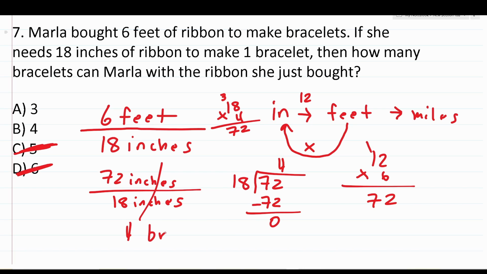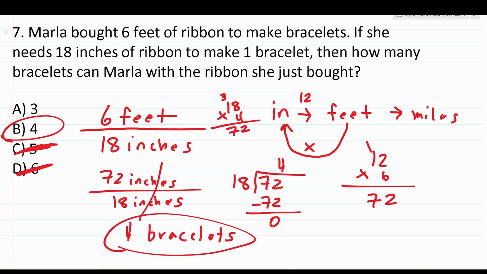So in other words, make sure I can spell this correctly. Marla can make 4 bracelets with the 6 feet of ribbon that she bought if each bracelet takes 18 inches of ribbon to make.